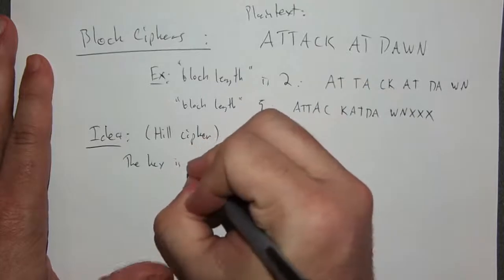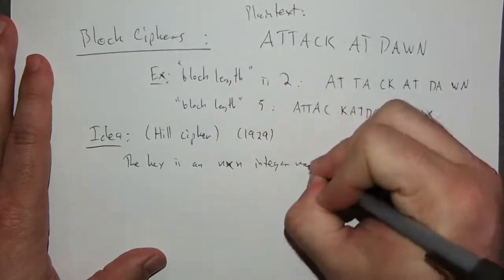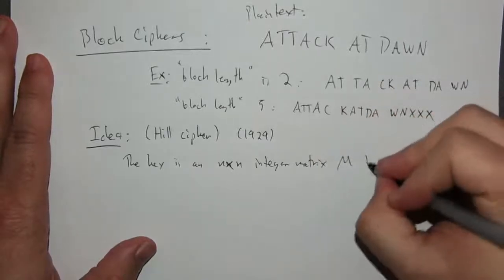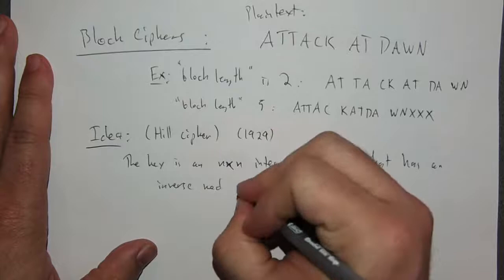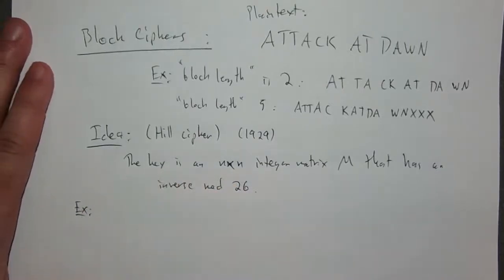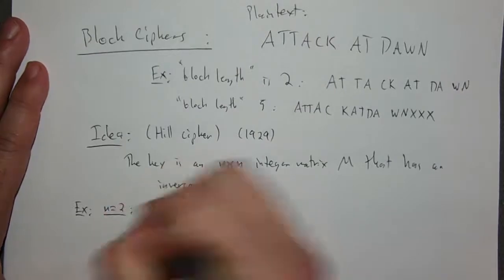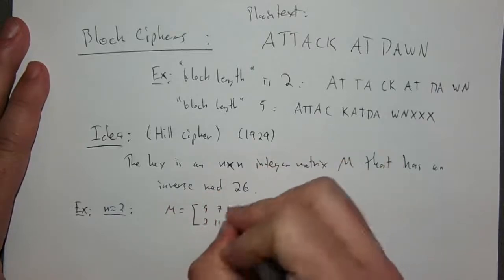The key is an n by n integer matrix M that has an inverse mod 26. I have to think in a second exactly what that means. So an example: let's look at n equals 2. Let's say that our M is the 2 by 2 matrix 5, 7, 2, 11.